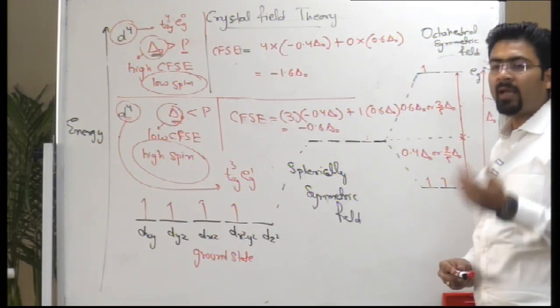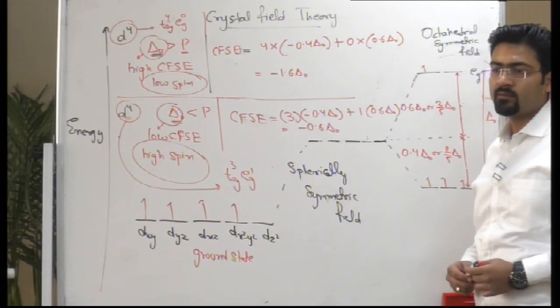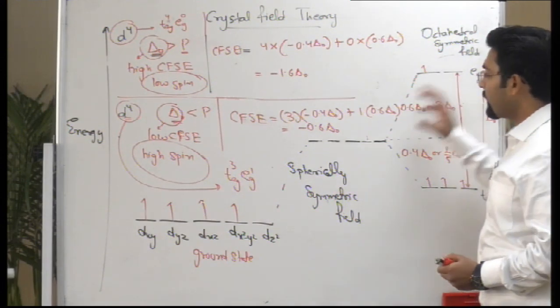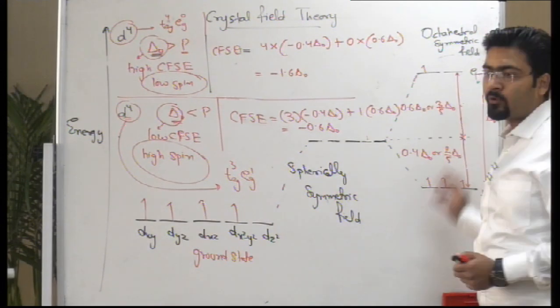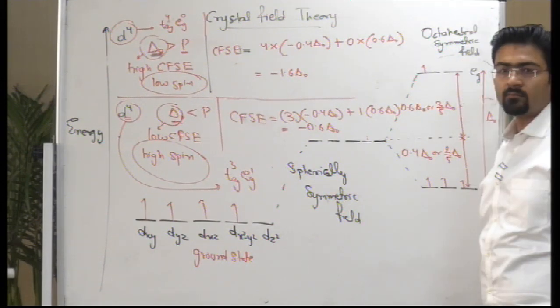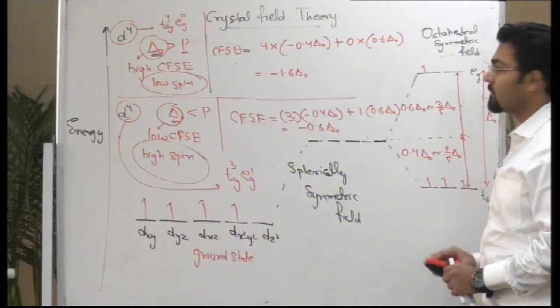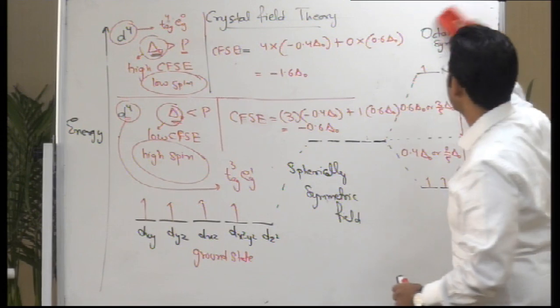Right? Similarly, you can calculate in the other cases of tetrahedral or square planar complexes. Right? So this is what we have understood about the octahedral complex. Now let's quickly move to the tetrahedral complex and the square planar complex. Should I erase the diagram portion?